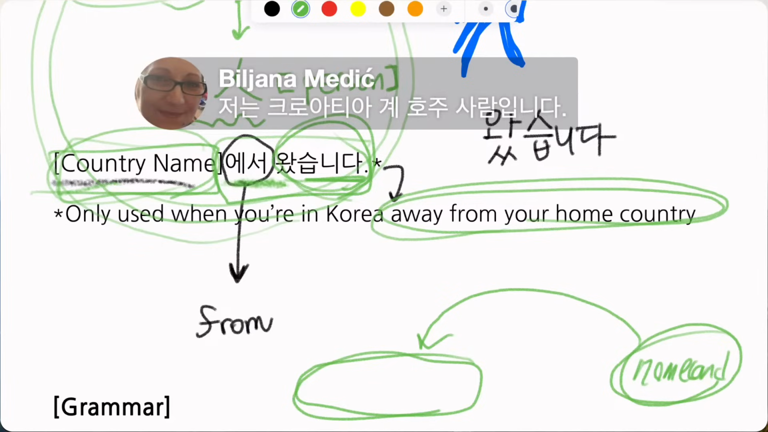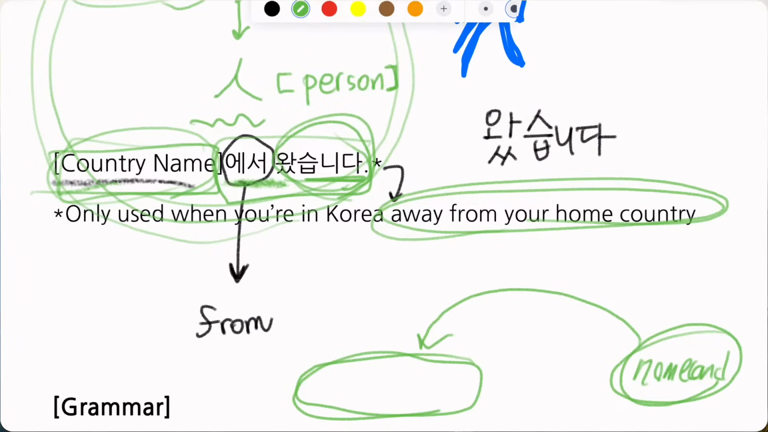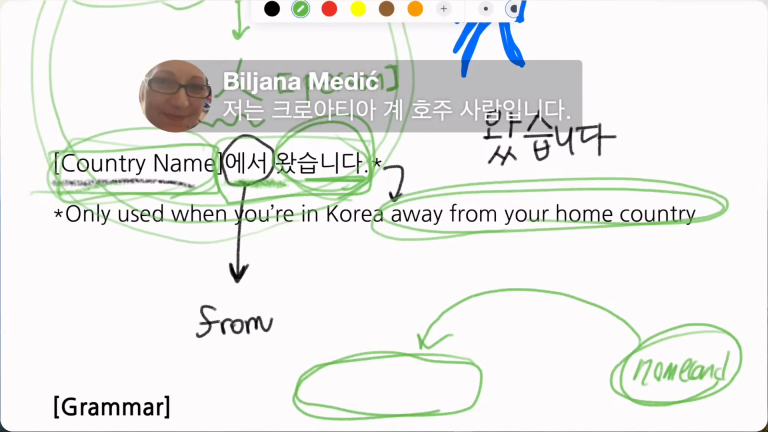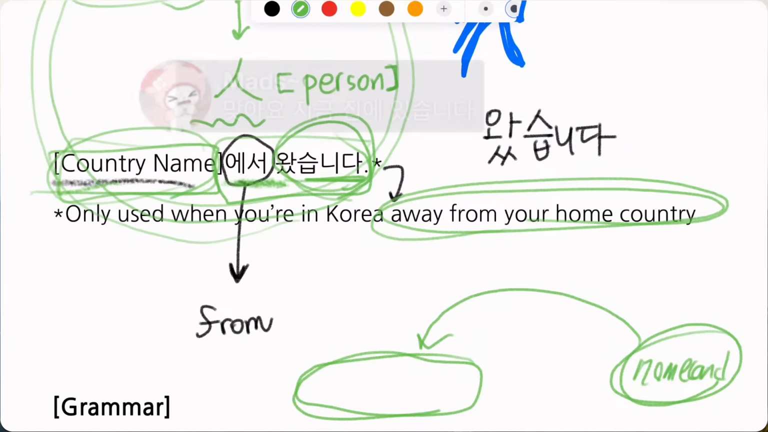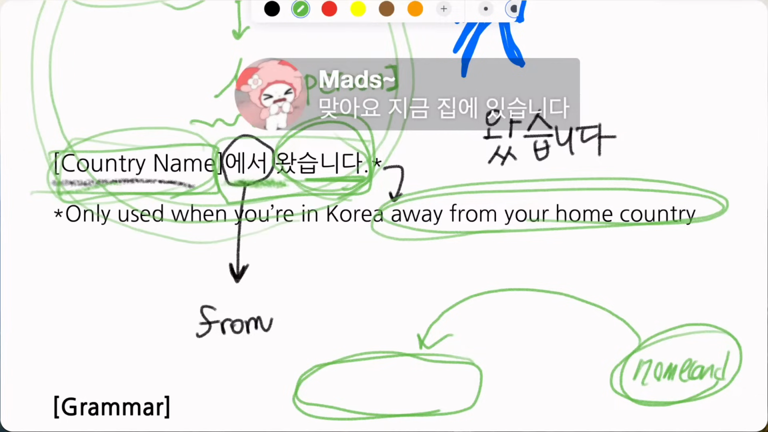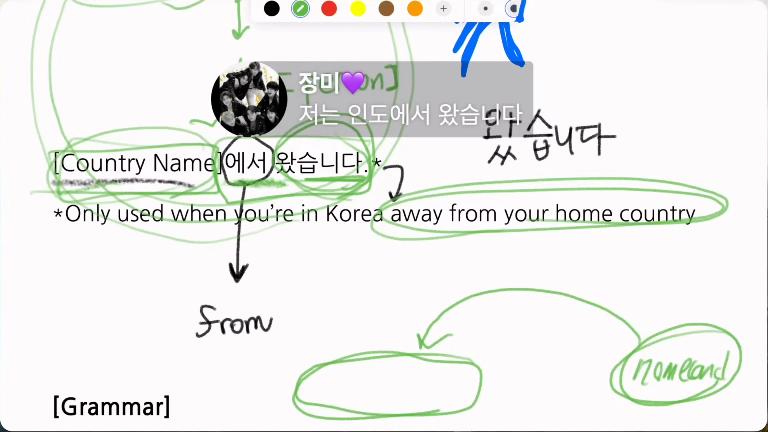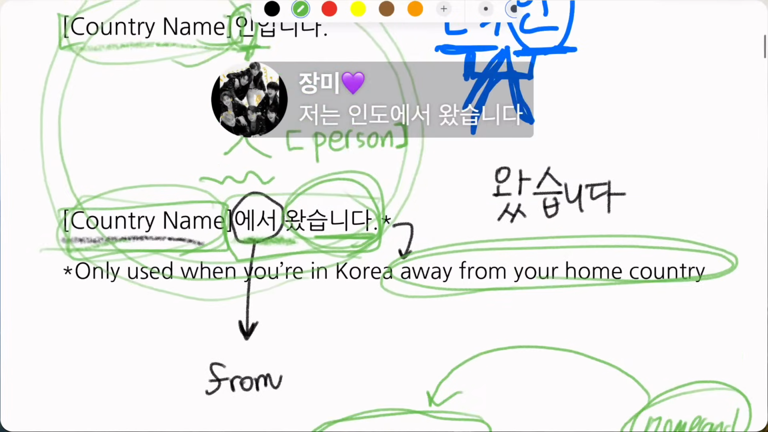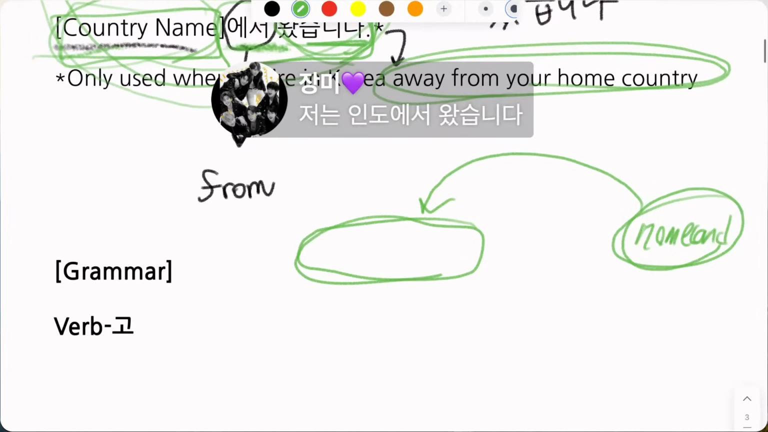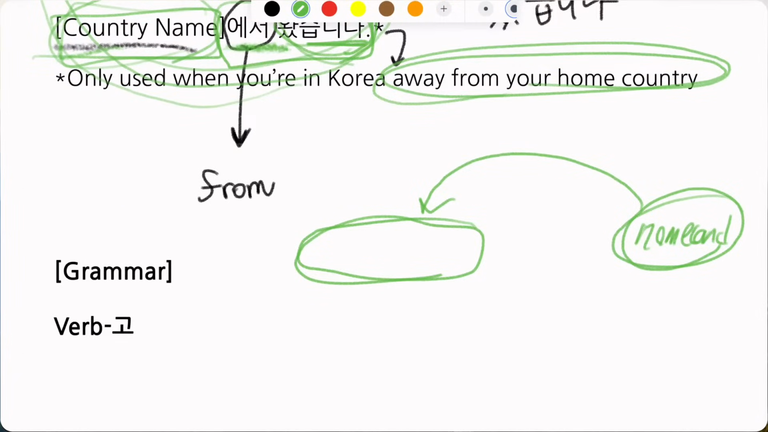Your ethnicity, 계 by adding 계. This is a little advanced, so I'm not going to get into details. But basically, what 빌리아나님 is saying here is that she is Croatian Australian. 그 다음에 맞아요. 지금 집에 있습니다. 그리고 장민님 인도에서 왔어요. 아 진짜요? 장민님도 지금 한국에 있구나. 지금 한국에 있군요.